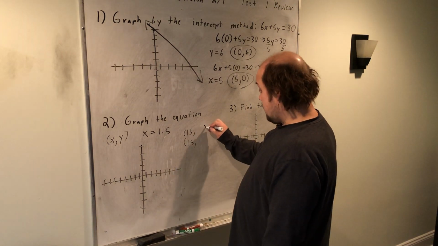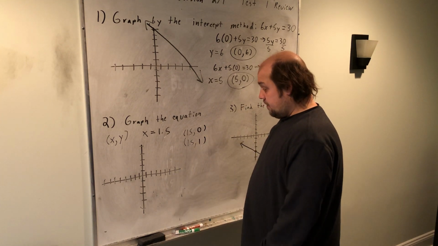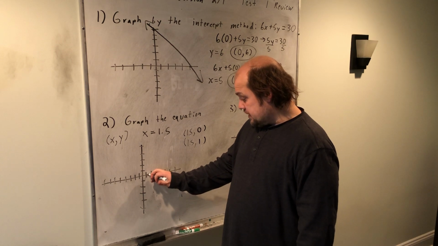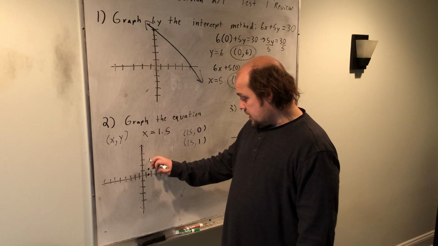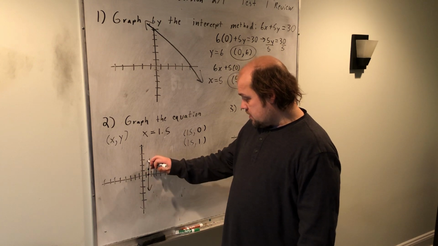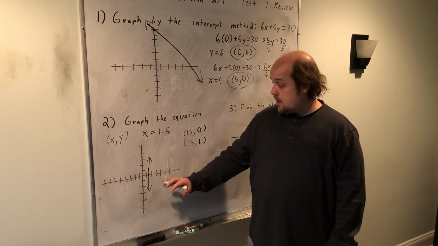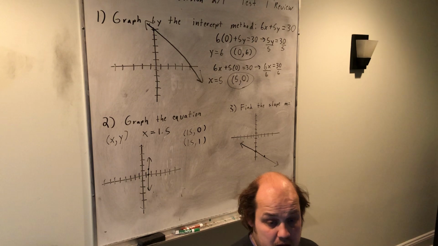In this case, I can put whatever I want for y, so I'm just going to put 0 and 1. If I go to graph these points, 1.5, 0 is there. 1.5, 1 is there. I can draw in the line like that. This is the graph of the line x equals 1.5.